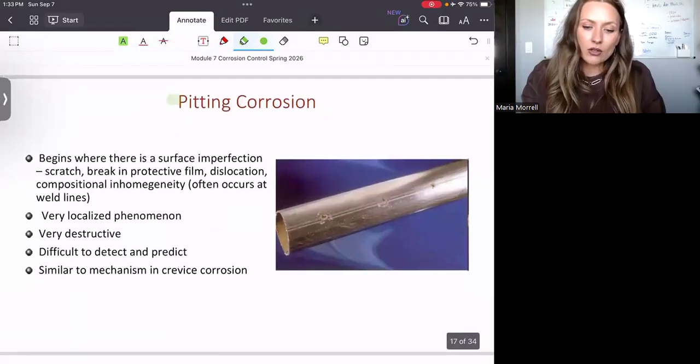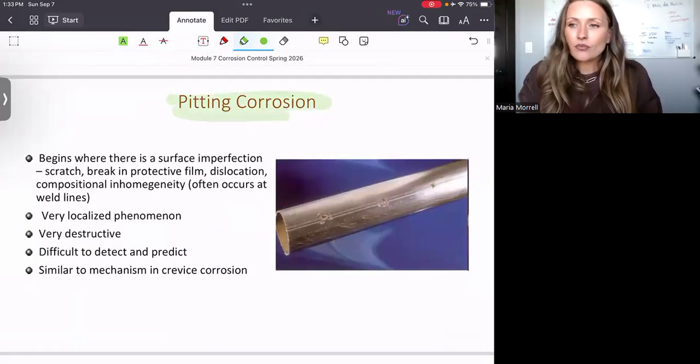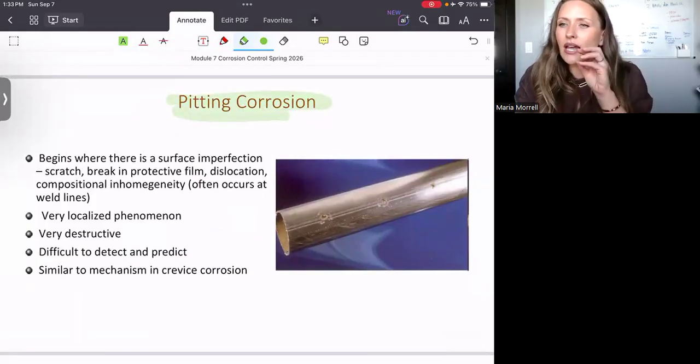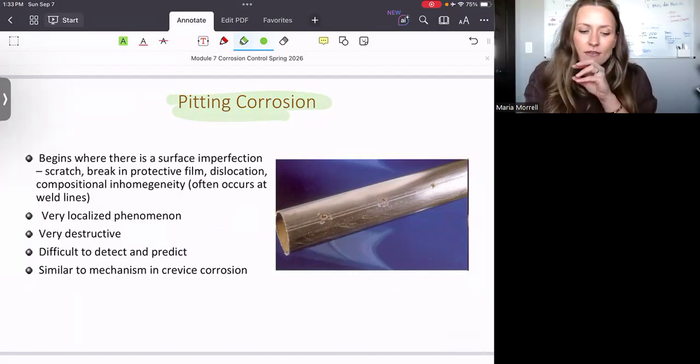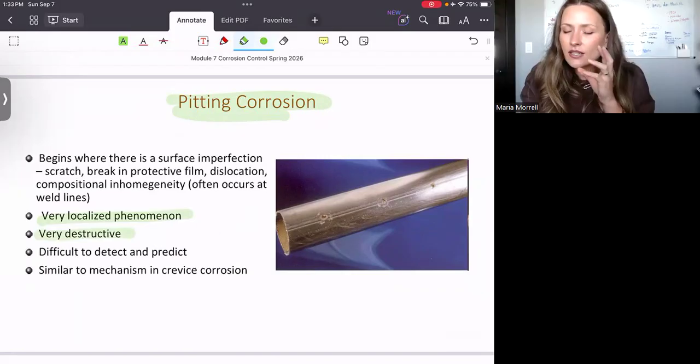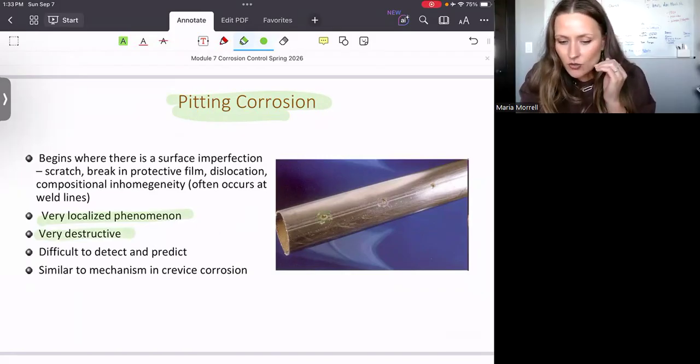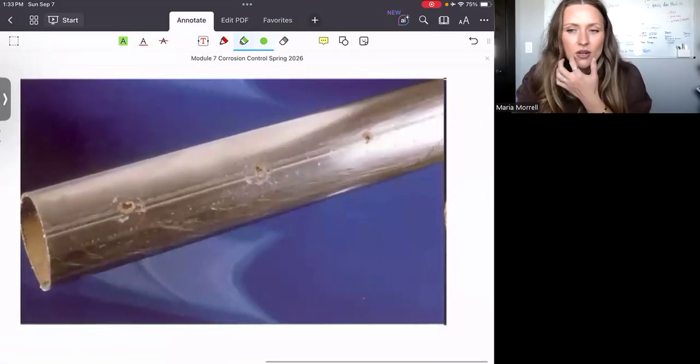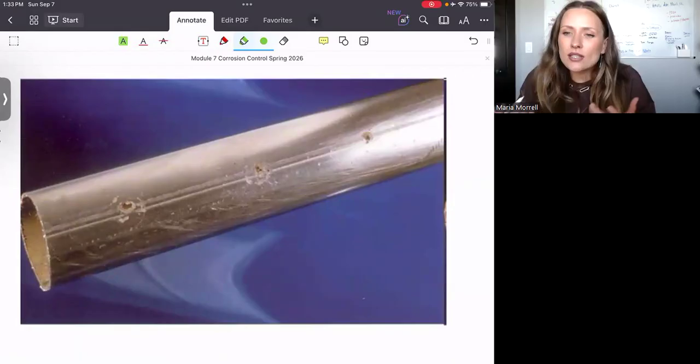Next one is pitting corrosion, okay? So hopefully you guys remember it's a localized phenomenon. It's a very localized phenomenon, very destructive. And the reason it is very destructive is that by the time you see the pit, like right here, I'm showing you this beautiful example right here. I will show you this example right here. It looks like a tiny dot, but in reality, it's a hole.